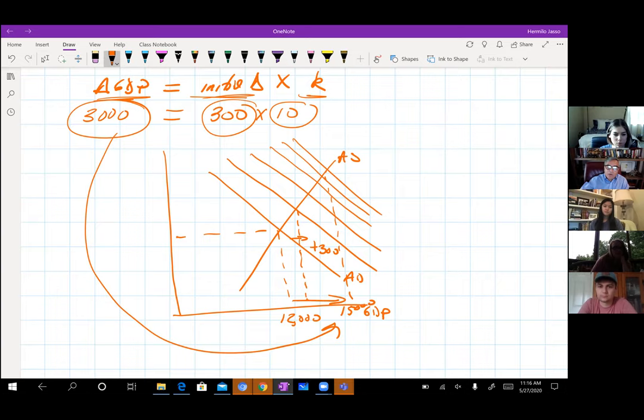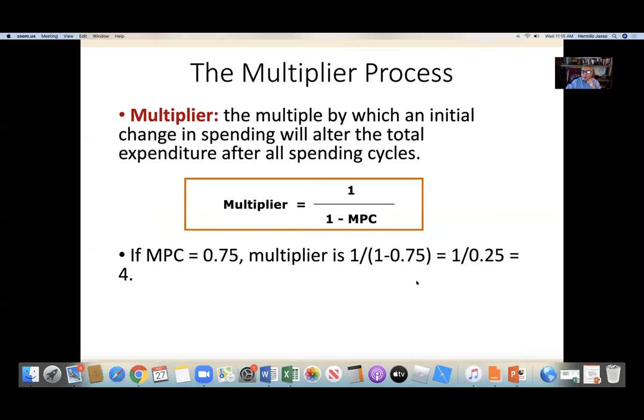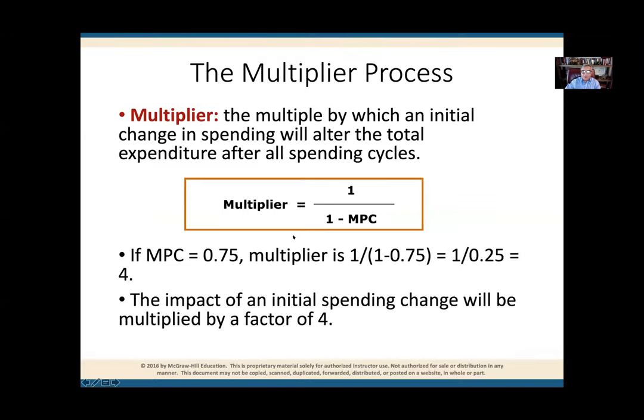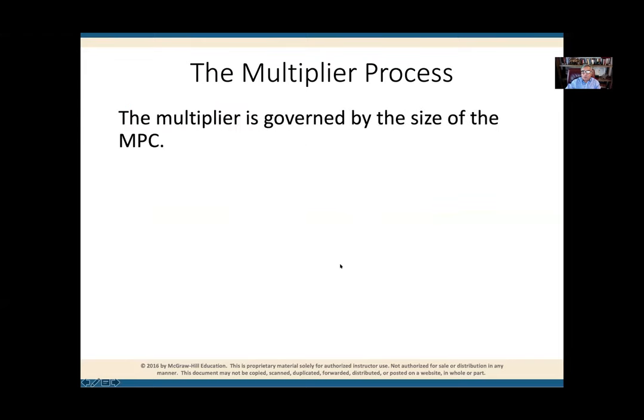So when the government is giving you stimulus checks, what is the government trying to achieve? What the government is trying to achieve is for you to spend that. So that will be the income of someone else, or someone else will spend that, and it becomes round after round after round. In this case, the MPC is 0.75, so the multiplier is 4.